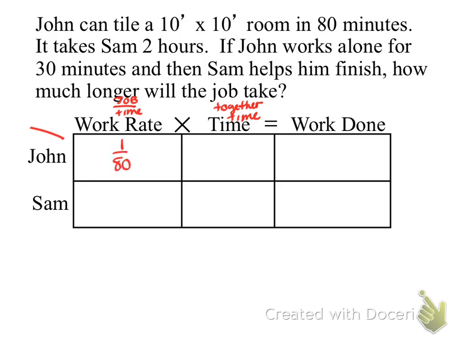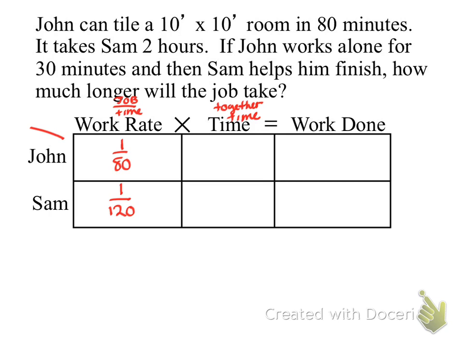Kendall, what will Sam's work rate be? 1 over what? 2 hours. Now, because the other one is in minutes, we either have to convert both to hours or both to minutes. How many minutes is 2 hours? Okay, 120. So I'm going to do 1 over 120. I think that's easier than converting 80 to a decimal, right? We know 1 hour is 60 minutes, the other hour is another 60 minutes, that makes 120.